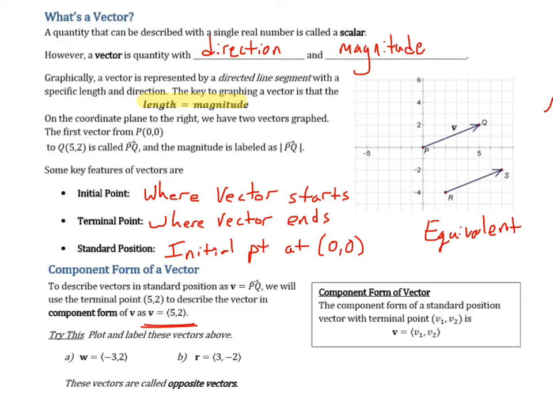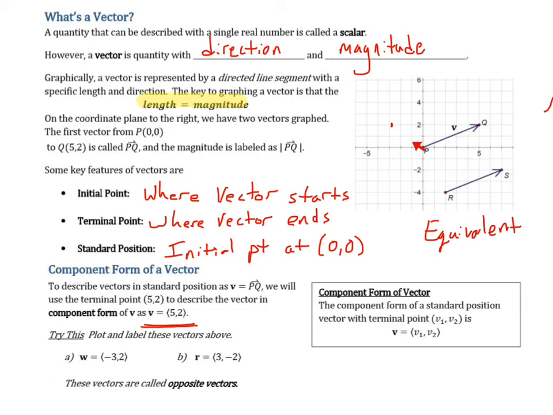It's a vector. So, for example, if we have the vector ⟨-3, 2⟩, that means we find the point -3, 2 up here, and we're going to have an arrow going from there. Actually, let me try it this way. So we have.